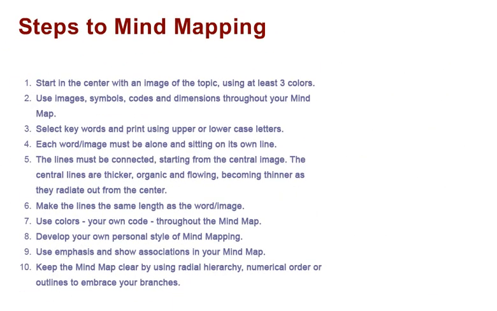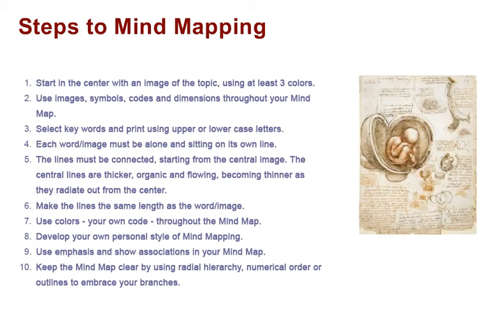How to mind map. First, you start in the center with an image of a topic. Have at least 3 colors. Use images and symbols and codes, dimensions throughout your mind map. Select keywords and print using upper and lowercase letters. Each word and image must be alone and sitting on its own line.